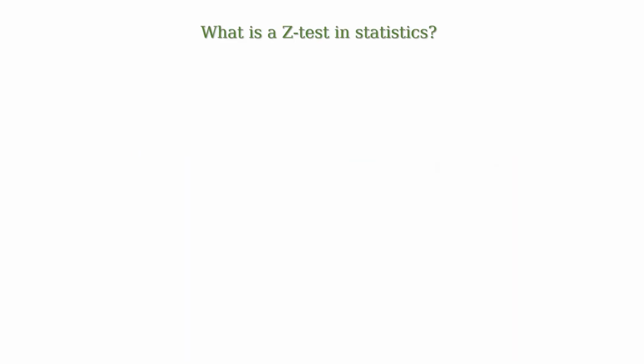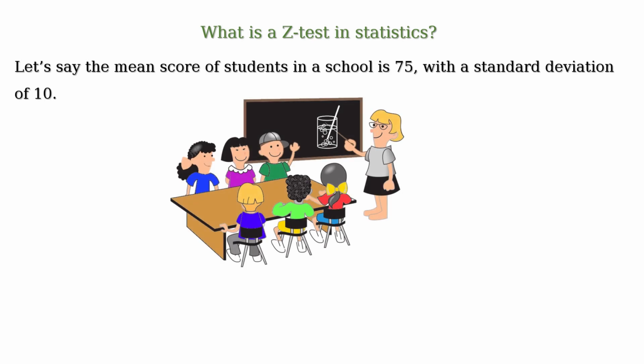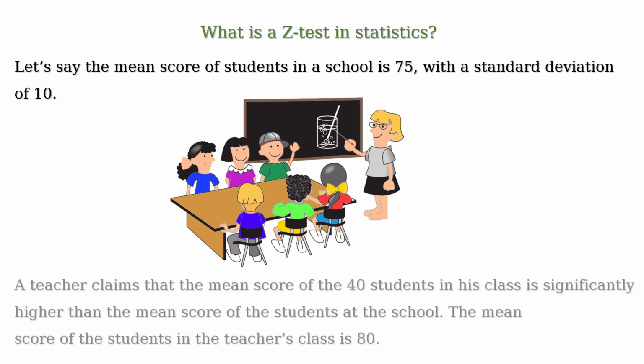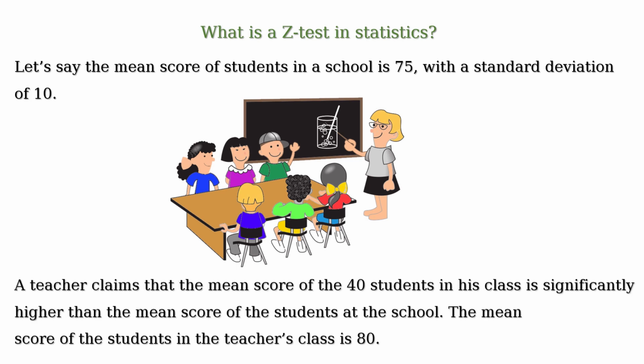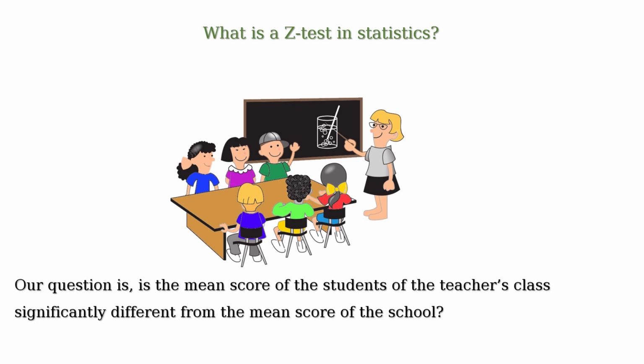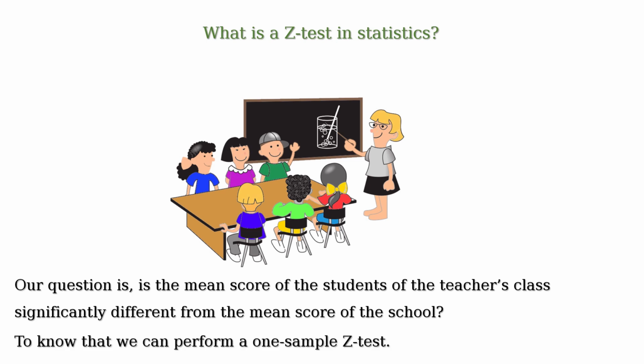Let's say the mean score of students in a school is 75 with a standard deviation of 10. A teacher claims that the mean score of the 40 students in his class is significantly higher than the mean score of the students at the school. Now, the mean score of the students in the teacher's class is 80. Our question is: is the mean score of the students of the teacher's class significantly different from the mean score of the school? To know that, we can perform a one-sample z-test.